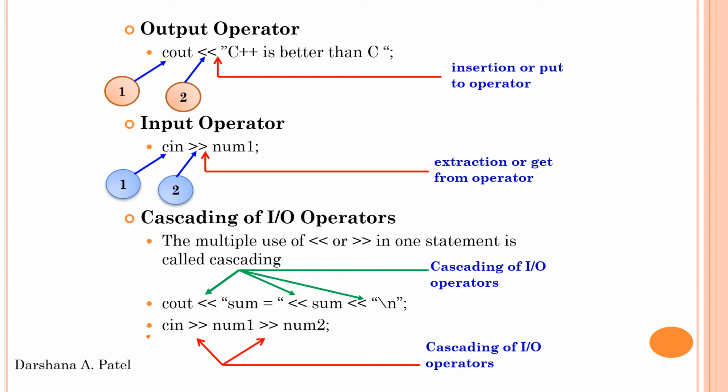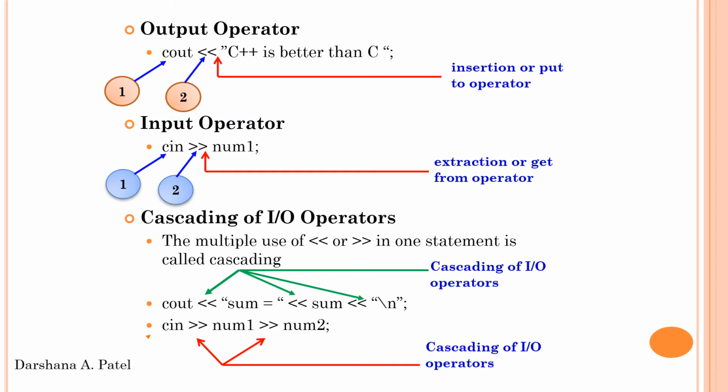Next, the input statement, or how to take input from the user. In the statement cin >> num1, again there are two features. First one is cin and second one is the double greater than sign. Cin is also a predefined object that represents the standard input stream, and the double greater than operator is known as the extraction or get from operator.